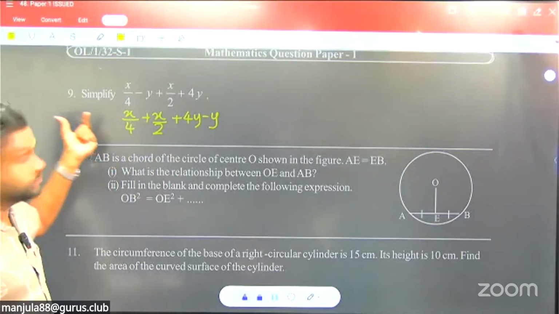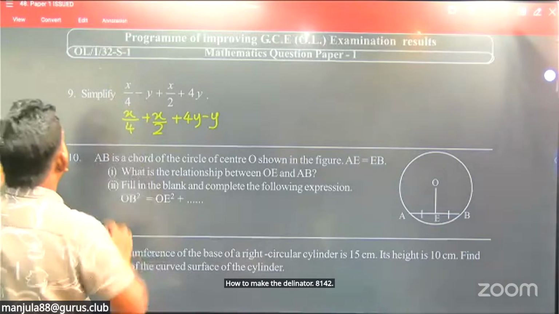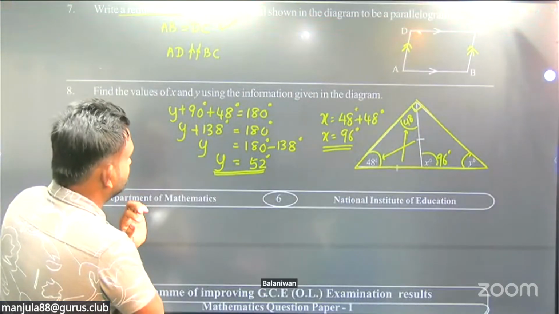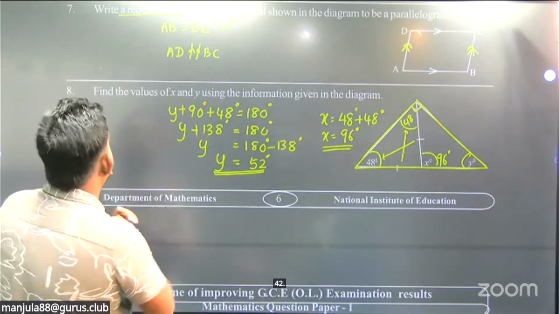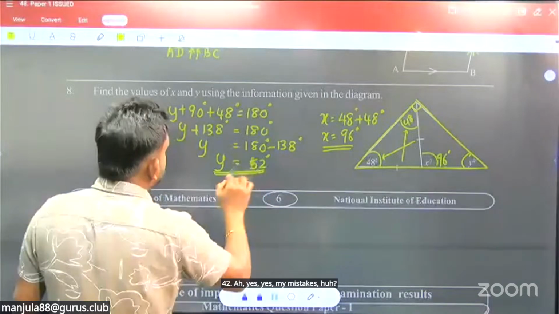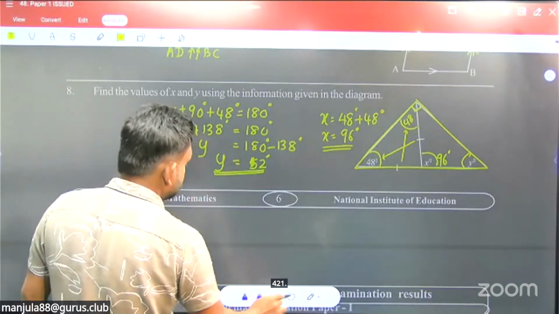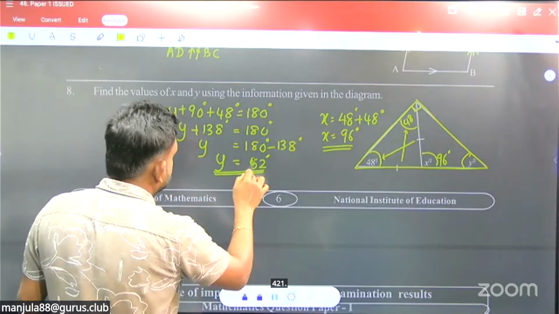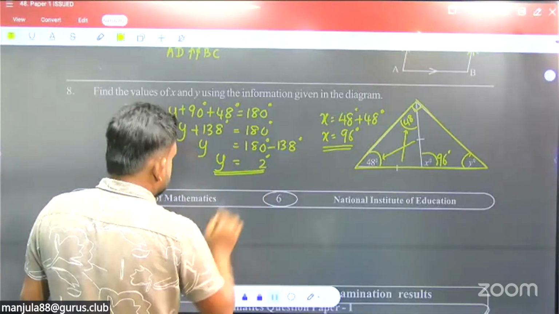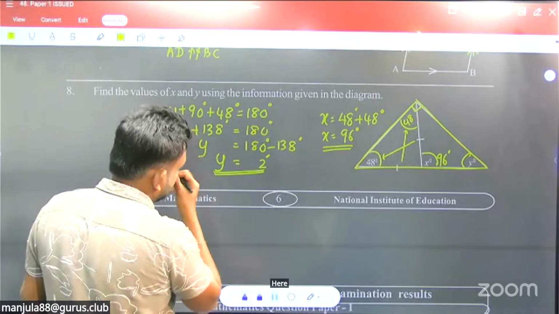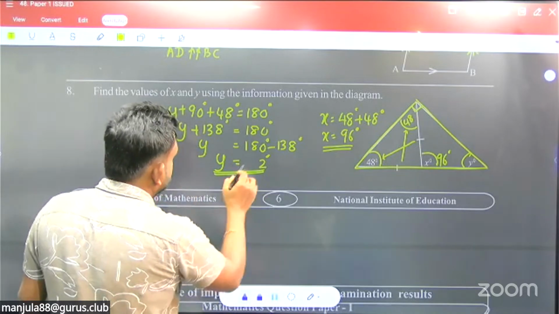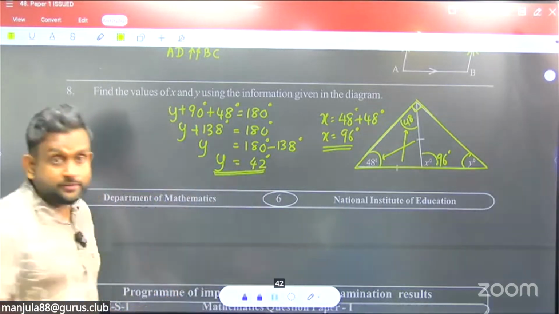42. Yes, my mistake. 42, right? Here it shall be 42. Yes, that is correct.